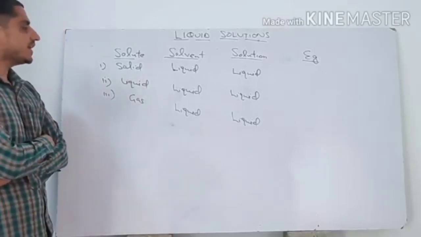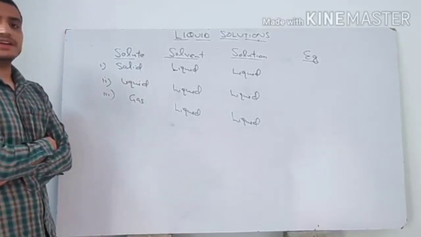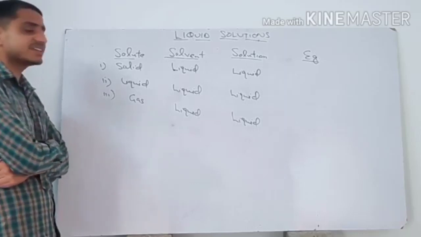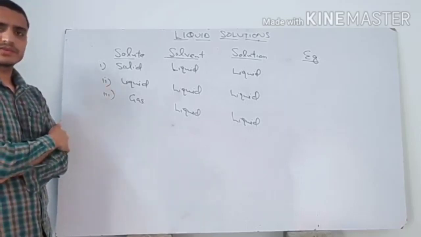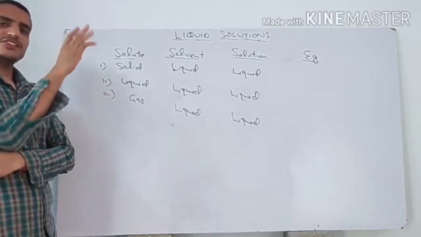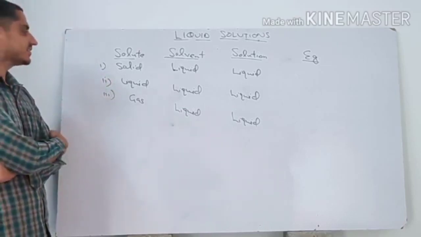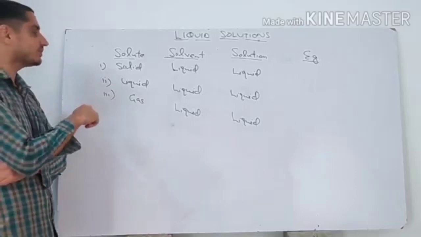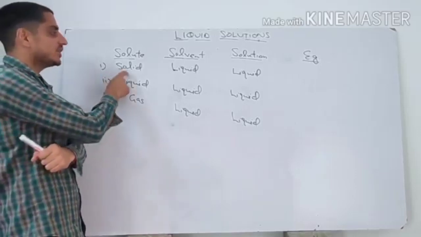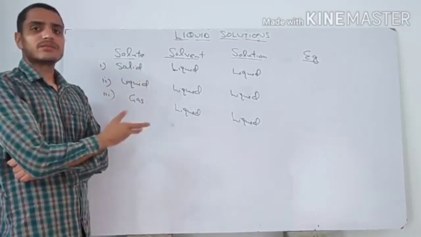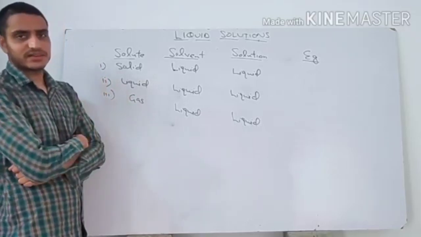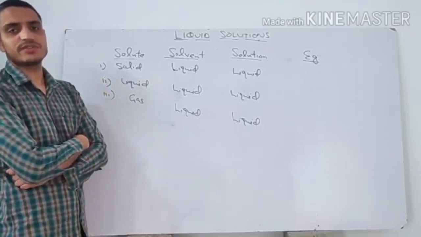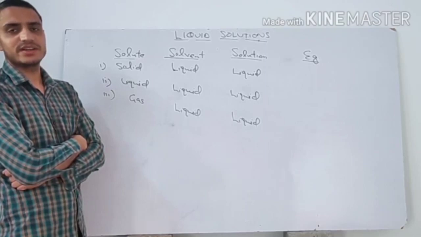So the first is solid in liquid. Give the example of a solid mixed in liquid. You have made many solutions, in your daily life you come to know about many solutions in which solid is dissolved in liquid. Remember? Name one solution in which solid is dissolved in liquid.